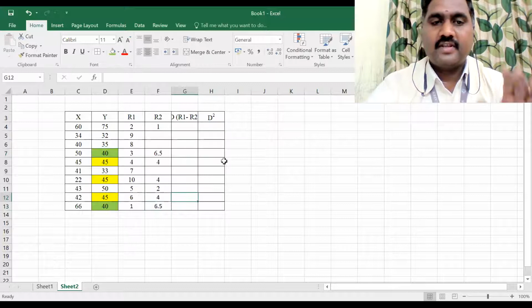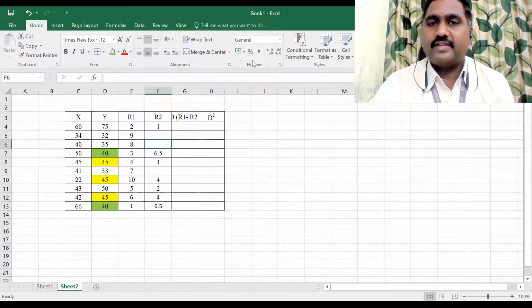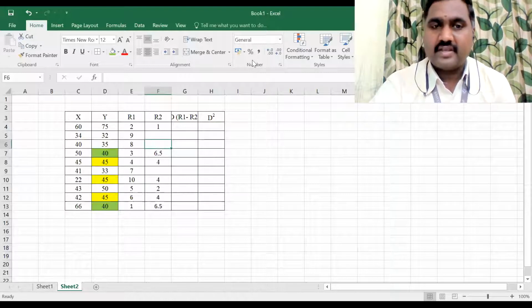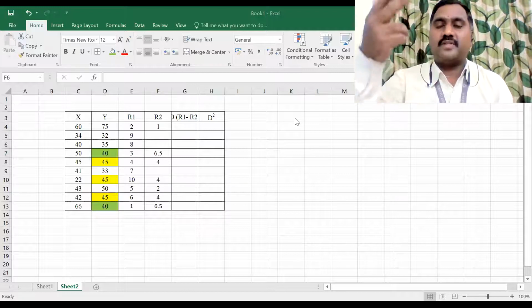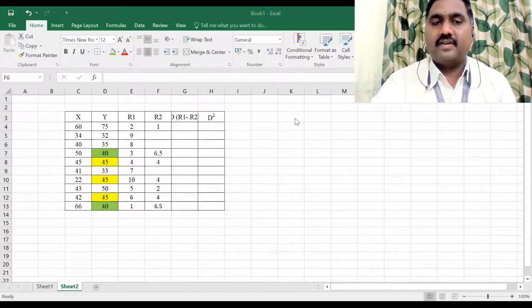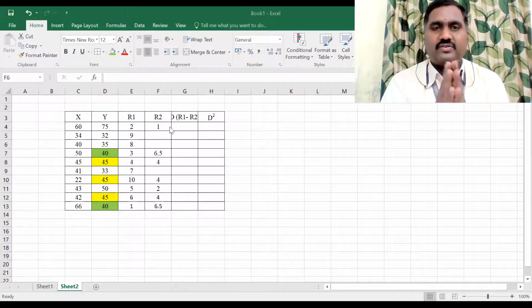Now is it clear? Guys, is there any doubt in the repeated rank? Please, if you have any doubt, ask me, because this is not like the previous method we worked out yesterday. Yesterday we just assigned the rank and got the difference. So simple.